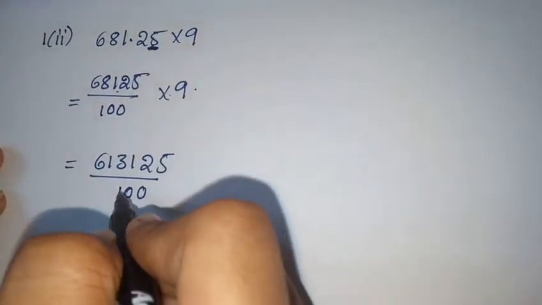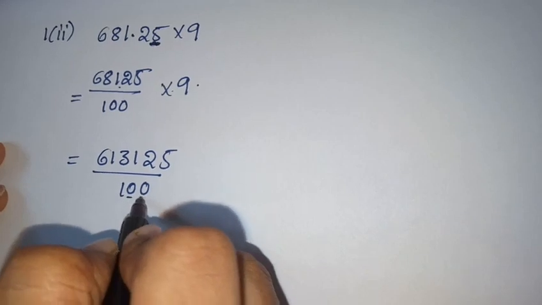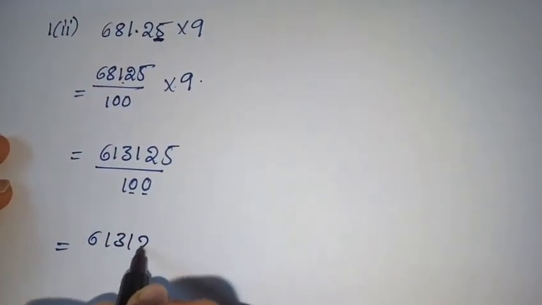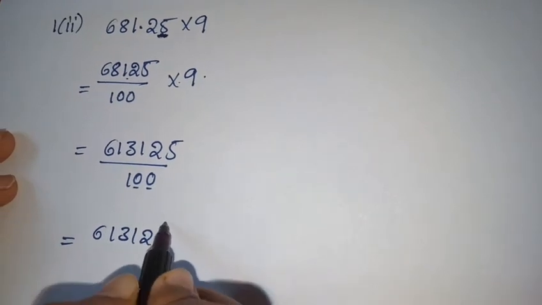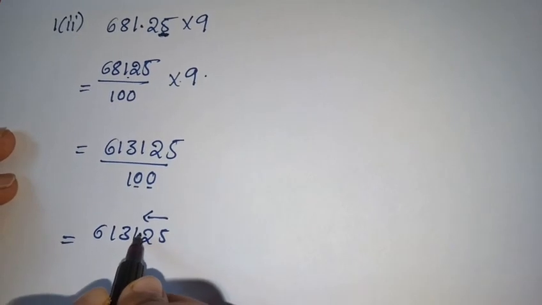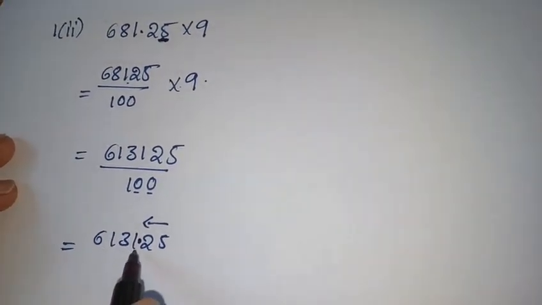So in the denominator 100, the number of zeros is 2. So in the numerator 613125, from the right side move 2 digits left and place a decimal point. So the final answer is 6131.25.